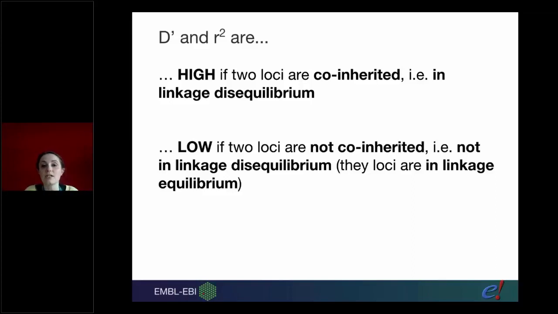The thing to remember is they're both scored out of 1, and if the two loci are co-inherited, i.e. they are in linkage disequilibrium, they will both be 1. And if they are not co-inherited, they're not in linkage disequilibrium, they will be 0. And of course you have a scale all the way between 0 and 1. 0.8 is the usual cutoff that people use for both D prime and R squared to say that things are in LD versus not in LD, but that is something that is flexible.